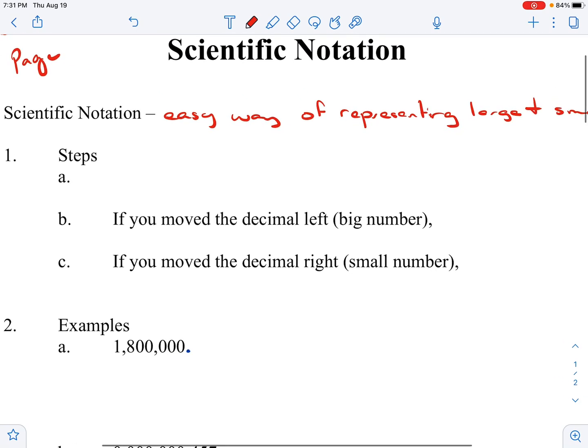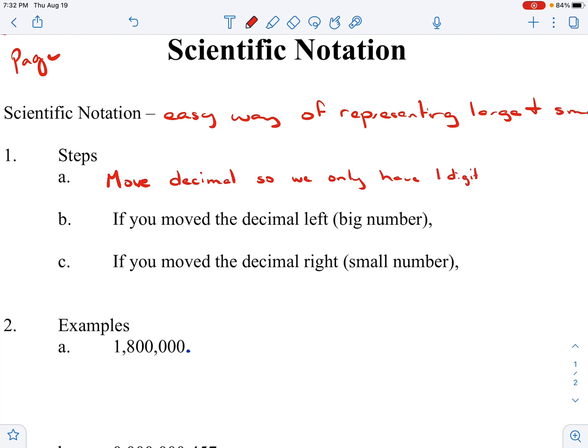So let's just jump right into the steps, all right? Our first step is we are going to move the decimal so we only have one digit on the left side of the decimal. Wow, can't spell only, and misspelled left right there, whew. All right, and remember this one digit has to be a digit between 1 and 9.